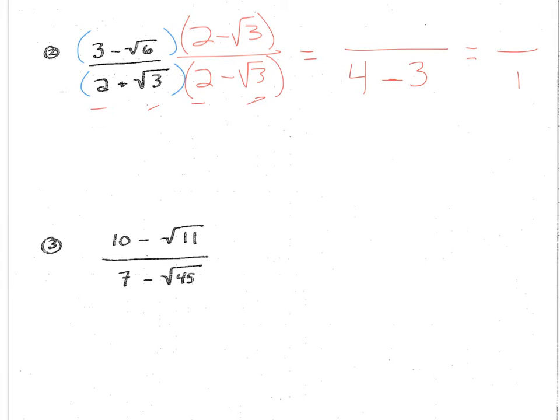A student earlier asked if we always will get that 1. I think we saw in question 1 here that no, we do not always get a 1 down below. We always will get a rational number though.